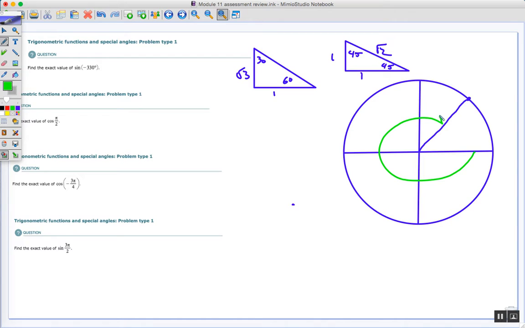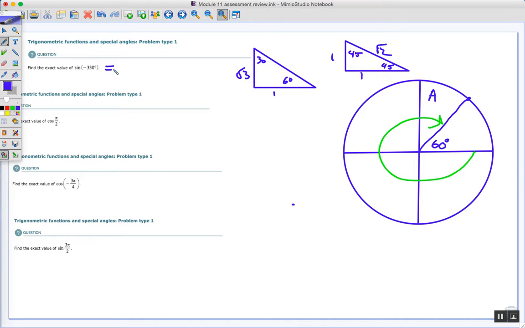negative 300. So my reference angle is 60. Because if I were to go all the way and complete the unit circle, that would be 60 degrees. So this is 300, that's the remaining 60. So there's my reference angle. It falls in the first quadrant. So I know that my answer is going to be positive because everything's positive in the first quadrant.